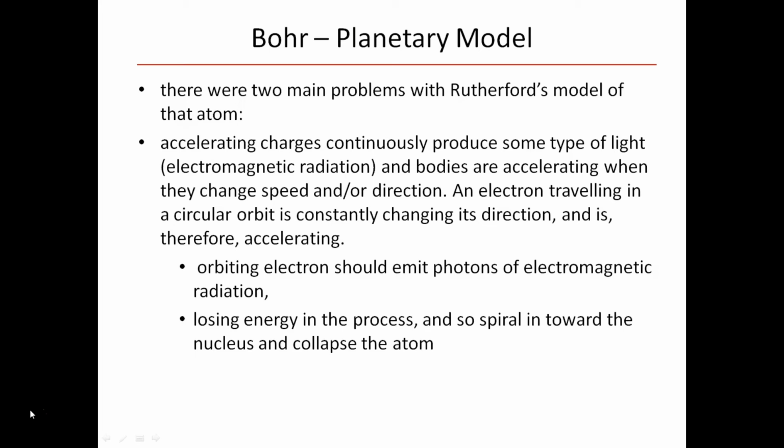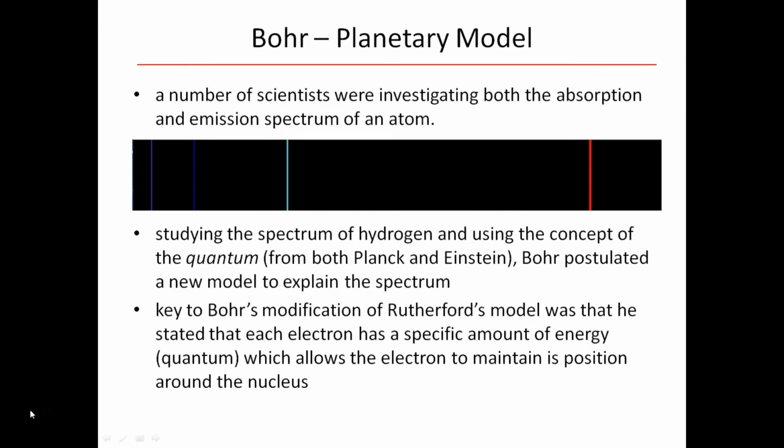And so Bohr set out to investigate this. And what he did was he took research from a variety of other scientists who were looking at spectrum. In spectrum, all we do is we take light and we pass it through a prism, and then we analyze the light. And so what he did was he was studying the spectrum of hydrogen, and he used the concepts of quantum and photon from Planck and Einstein, and he came up with a model to explain it.